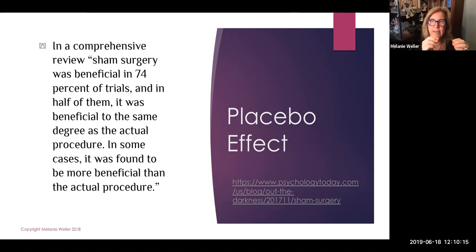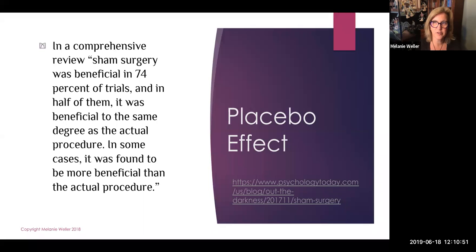Sham surgery is when, if they're going to do a knee surgery, instead of actually doing the knee surgery, they put you under anesthesia and do the whole routine and make all the same noises that would be made going into surgery, but they just make the incision and then stitch you back up, and they don't actually do the surgery. In a comprehensive review, sham surgery was beneficial in 74% of trials, and in half of them it was beneficial to the same degree as the actual procedure. And in some cases it was found to be more beneficial than the actual procedure.